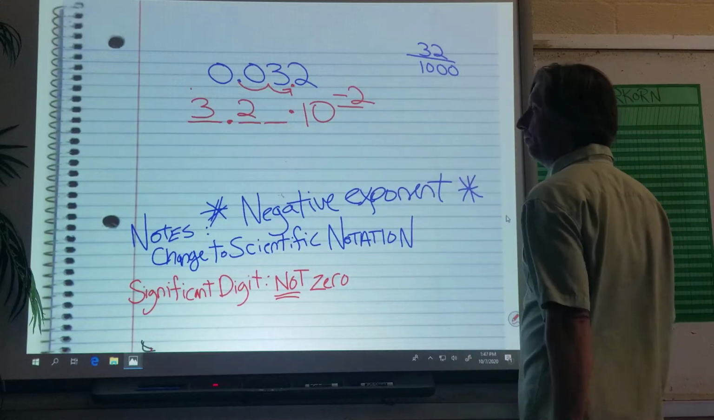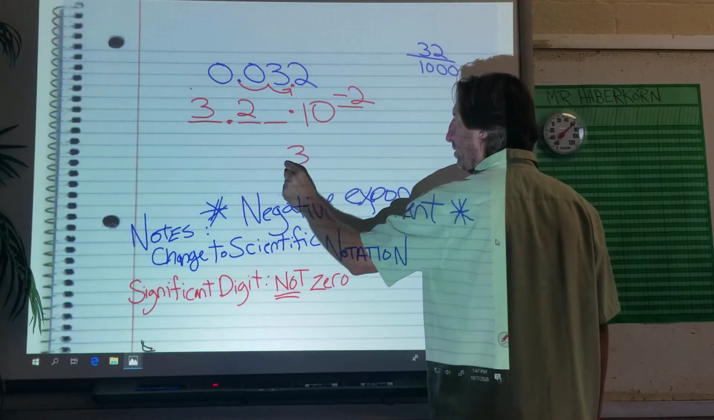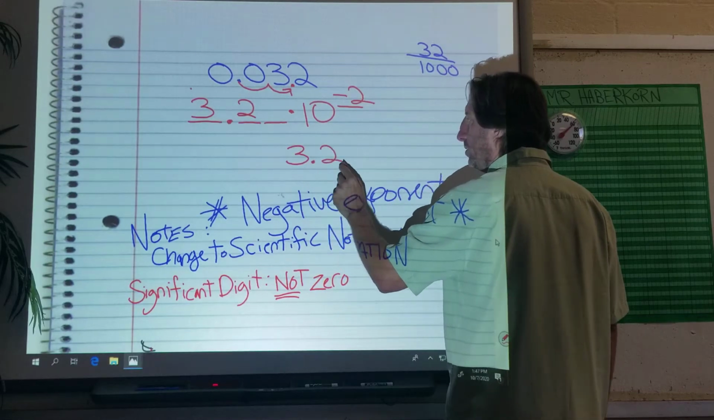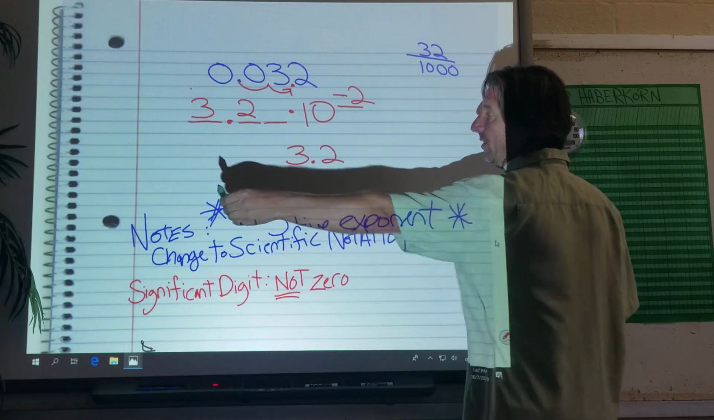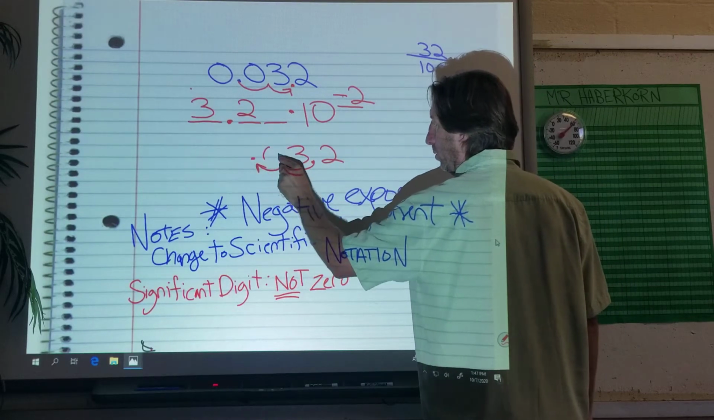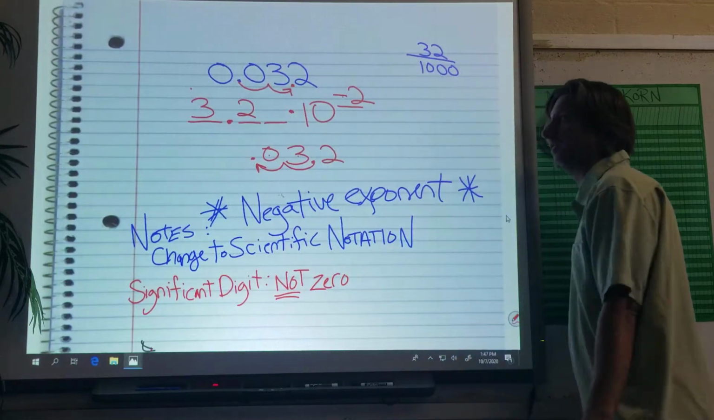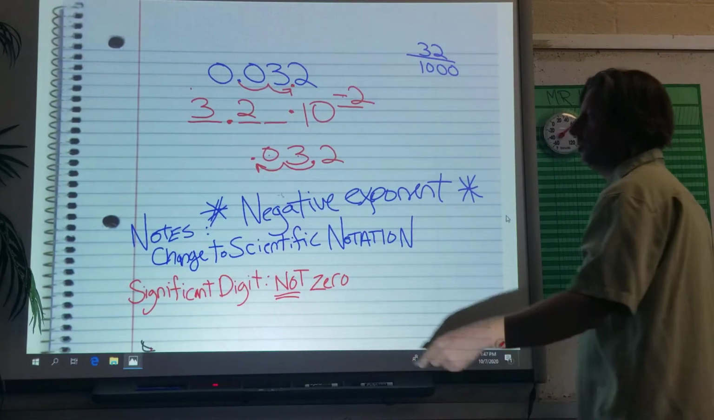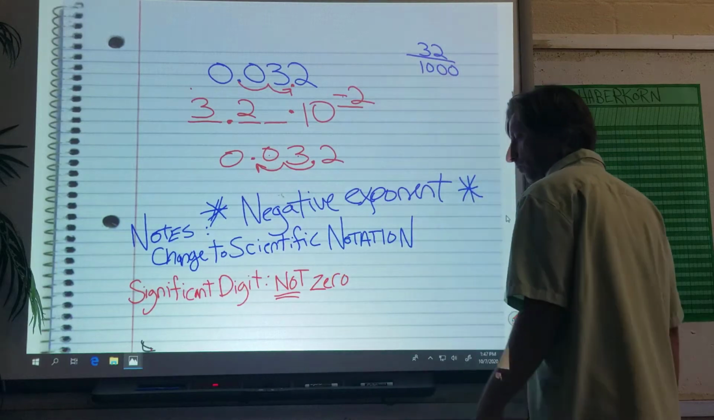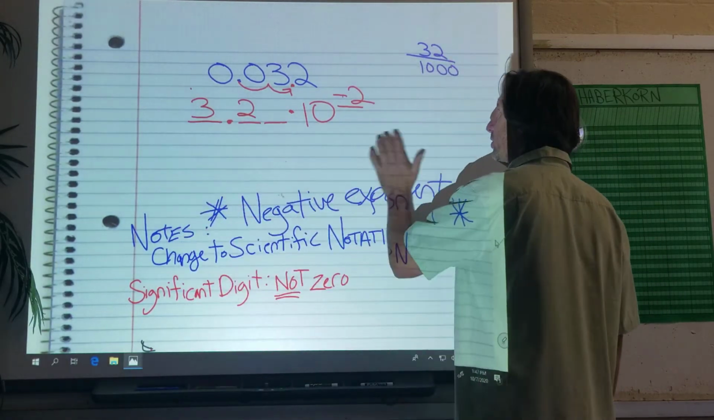So remember I told you how you can just put it back to check to see if you're right? 3.2. Negative 2 means I'm moving it the other way. 1, 2, 0.032. Okay, so it's the same number. And you can put the 0 in front of it if you want. All right, so you can always check it by going back, doing it backwards. All right, let's look at another one.